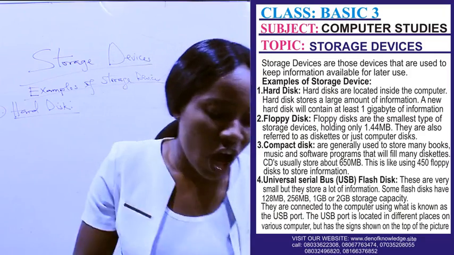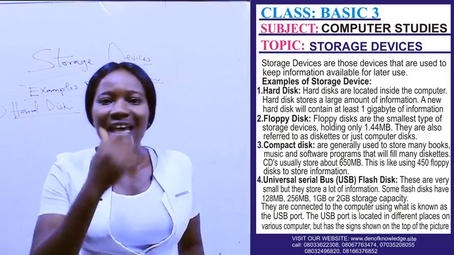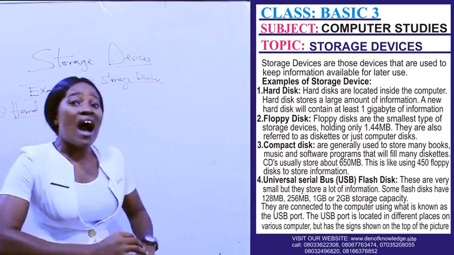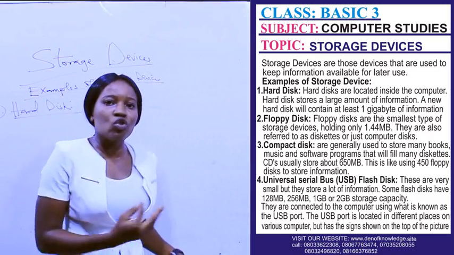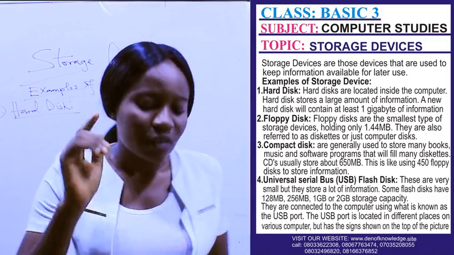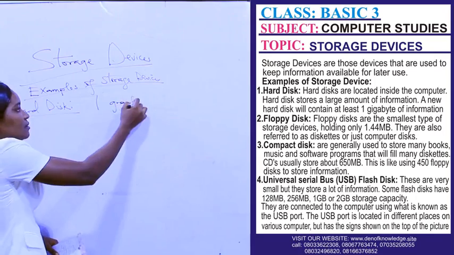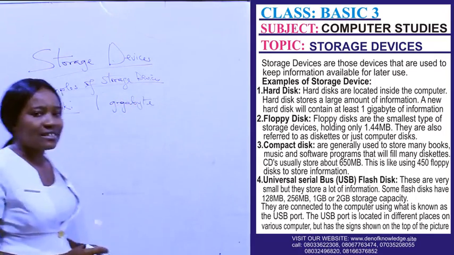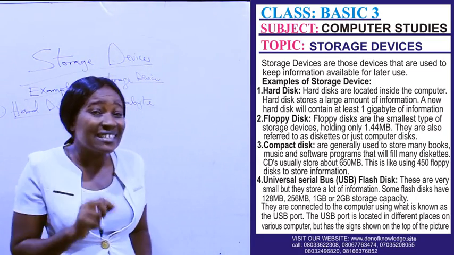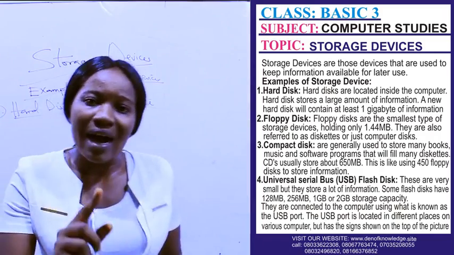Hard disk stores a large amount of information. That means you can store a lot of information using your hard disk. A new hard disk can contain at least 1 gigabyte. The hard disk is located inside the computer, and a new hard disk can store 1 gigabyte.